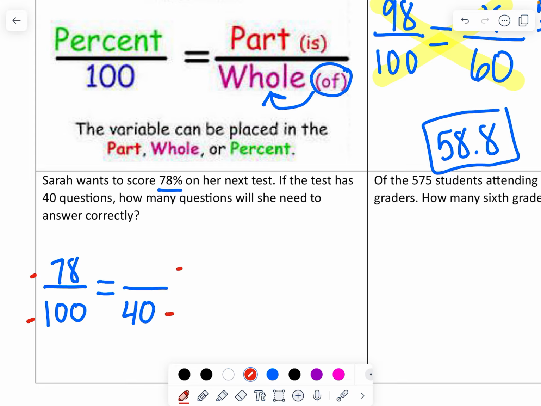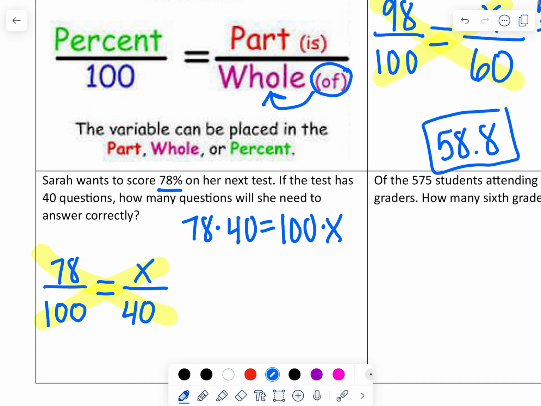So that's why 78 and the part are on the same row. Put your X where the part goes, and then we're going to set them equal to each other. So we multiply what's diagonal from each other. So 78 times 40 equals 100 times X, since 100 and X are diagonal from each other.